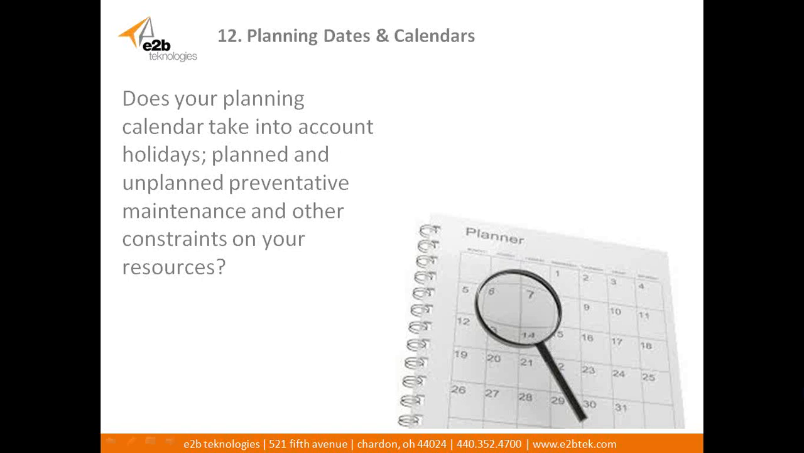Planning dates and calendars. Does your planning calendar take into account holidays, planned and unplanned preventive maintenance, and other constraints on your resources? The MRP and DRP by nature are infinite in respect to resource and capacity. And that's a bad thing.